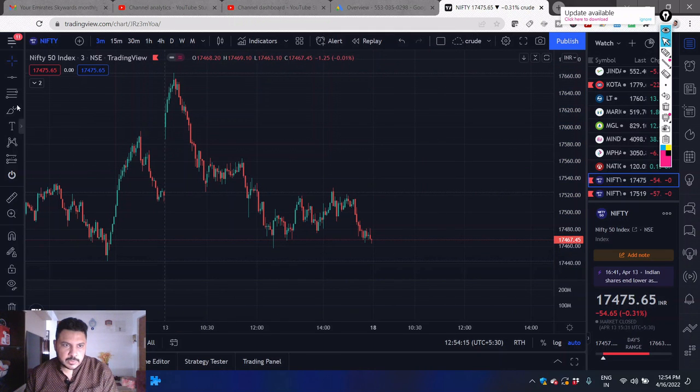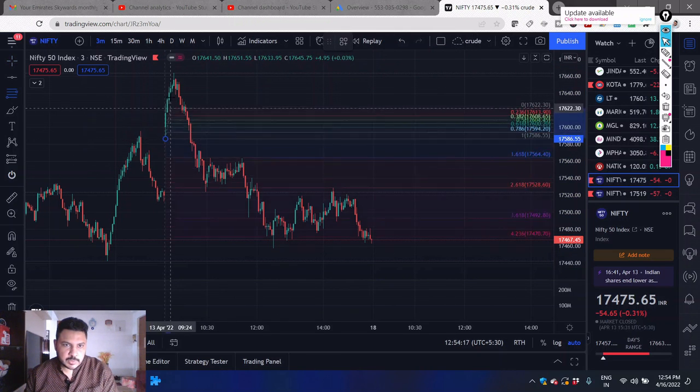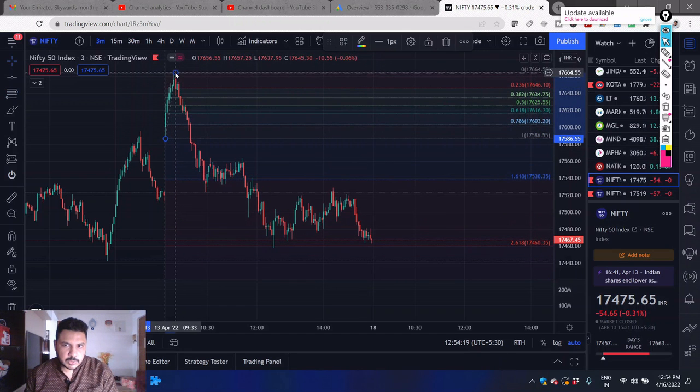Okay, I'll delete the previous one. Let's put a Fibonacci retracement from here till here. So what do you see? You see where is the 50%. Okay, you see for the 50% entry, so you have to wait for the price to come to this level and give you a sign.